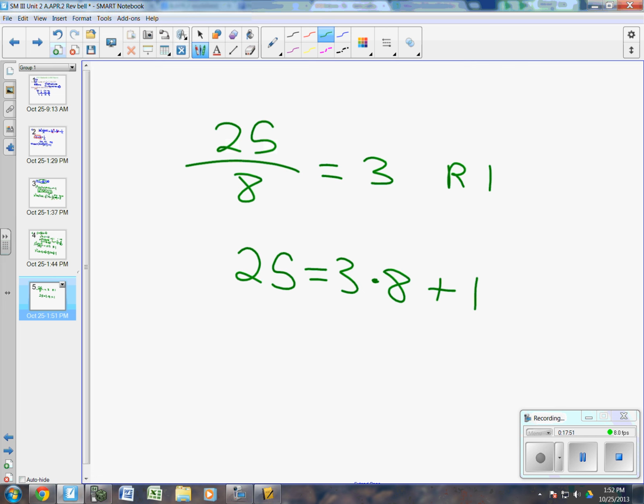Okay? Because I can take any number and divide it. Like, take, for instance, 12. The factors of 12 are 3 and 4, right? So I can divide it by 3 and get 4. I can divide it by 4 and get 3. They're interchangeable as far as which one you use for which one. Okay.